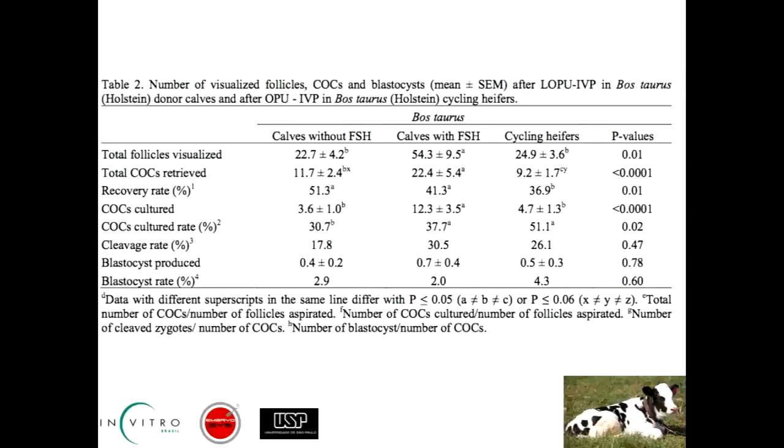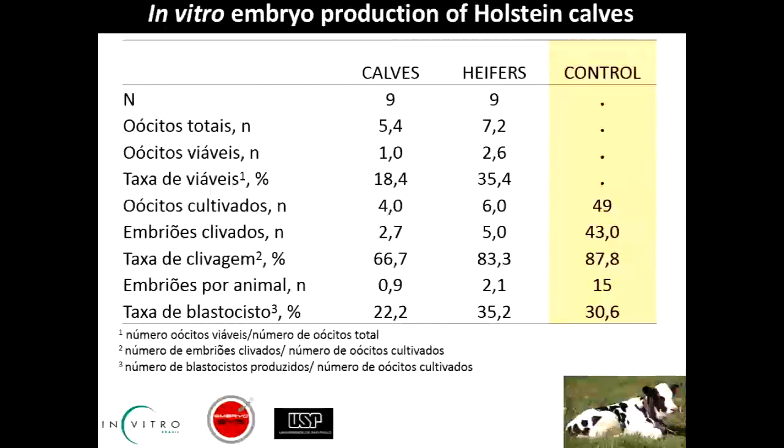But of course, in hosting, the efficiency of IVF is lower, and the blastocyst rate is very low here, but also in heifers. But we produce in this experiment here 0.7 embryo per OPU in hosting. We did another experiment here. We produce here in calves 0.9 and in heifers 2.1. So look, around we are producing around 1 embryo per OPU in hosting, 2-3 embryos in Nelore and 1 embryo per OPU in hosting in this situation.